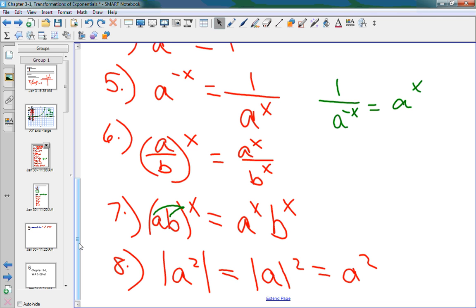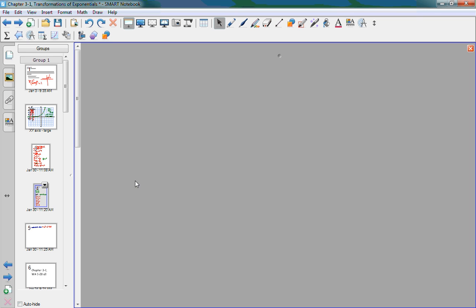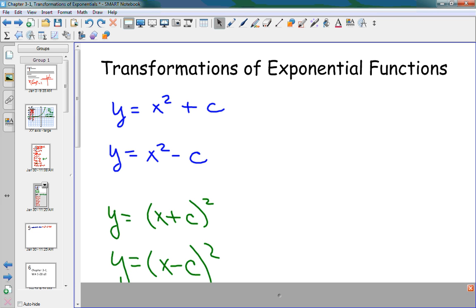Okay. Now, transformations. A transformation, by definition, is up, down, left, right. That's what a transformation is. Now, we have several different parent functions. The parent function I'm using up here is x squared. Do we all see that?